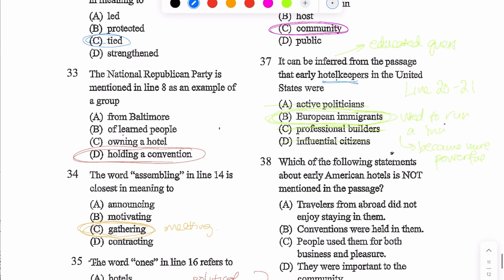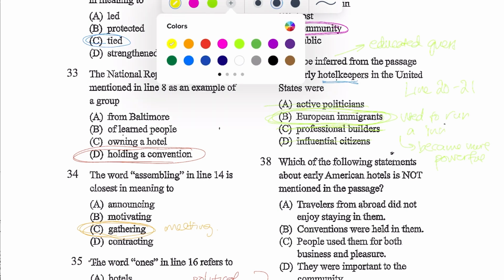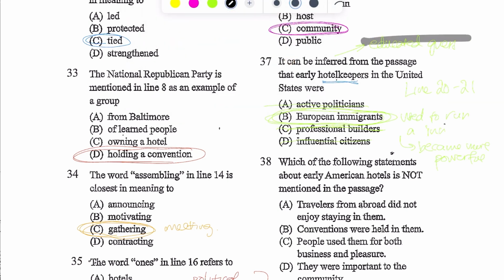So again, 37 was kind of challenging because you have to make an inference, and an inference is an educated guess. So when you have this educated guess, you have to be careful and use the evidence from the text to make that assumption.